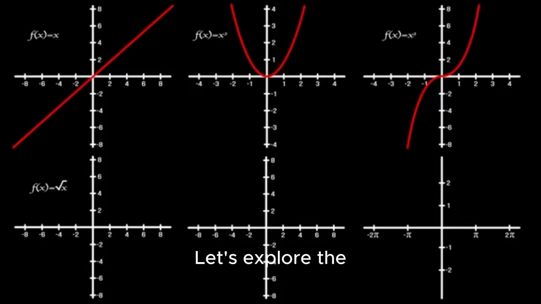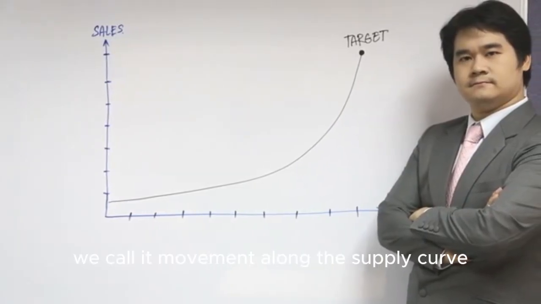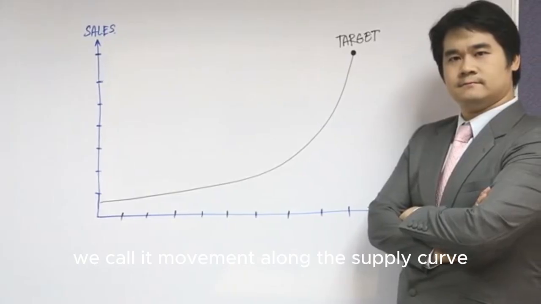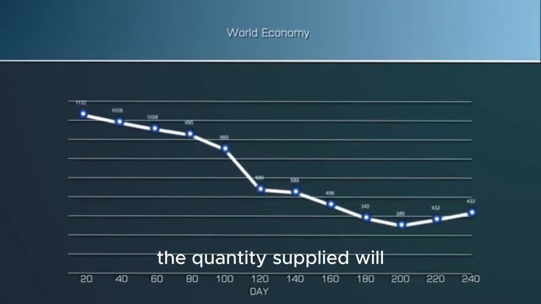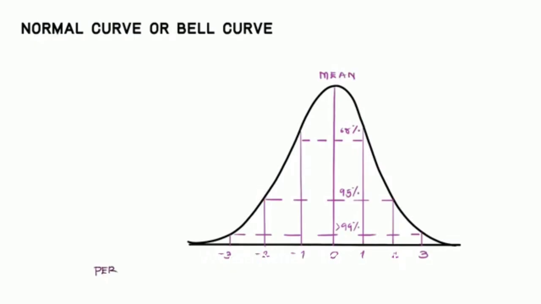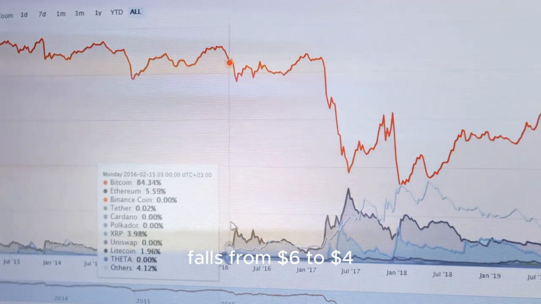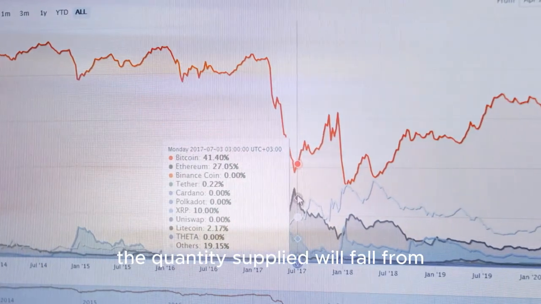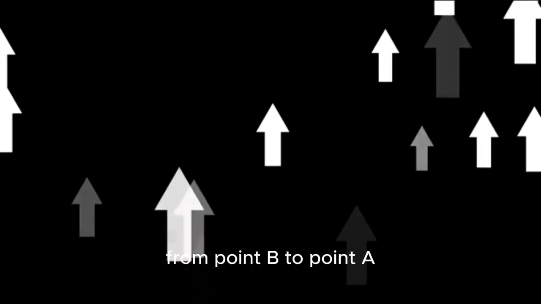Let's explore the concept of extension and contraction of supply. When supply changes due to a change in price, we call it movement along the supply curve. If the price of wheat increases from $4 to $6, the quantity supplied will increase from 100 bushels to 120 bushels. We say that the supply has extended from point A to point B. Conversely, if the price of wheat falls from $6 to $4, the quantity supplied will fall from 120 bushels to 100 bushels. We say that the supply has contracted from point B to point A.